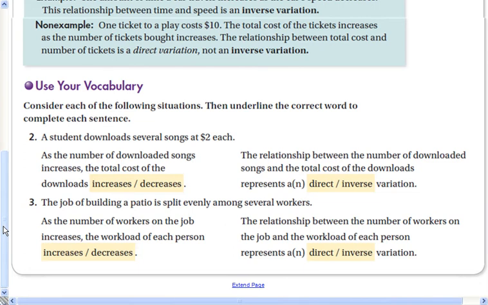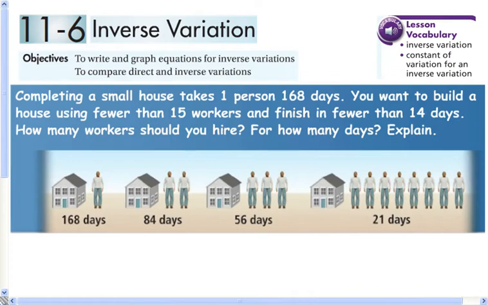So, and here's a good example. A student downloads several songs at $2 each. As the number of downloaded songs increases, the total cost increases, and that relationship would be a direct variation. The job of building a patio split evenly among several workers. As the number of workers on the job increases, the workload of each person decreases. This is a relationship called an inverse variation. All right, so we're going to work with some of those.